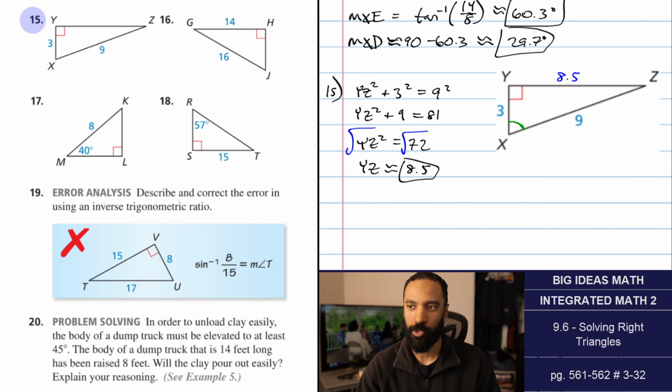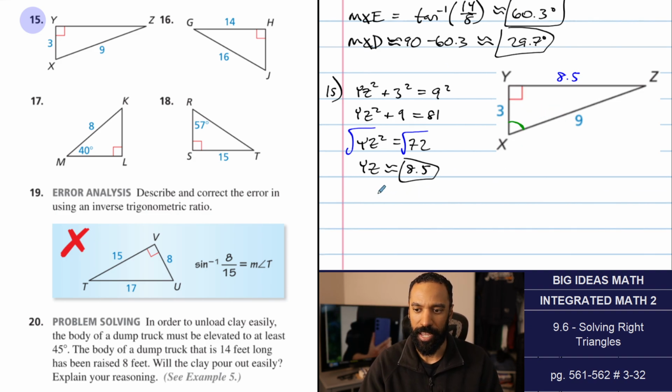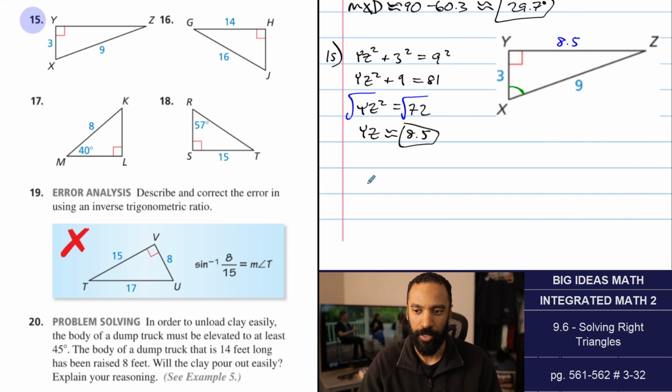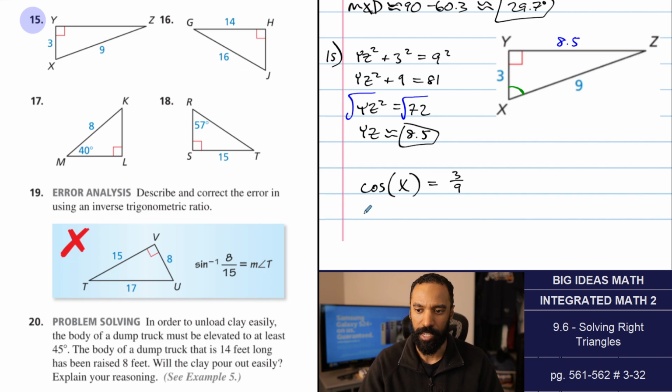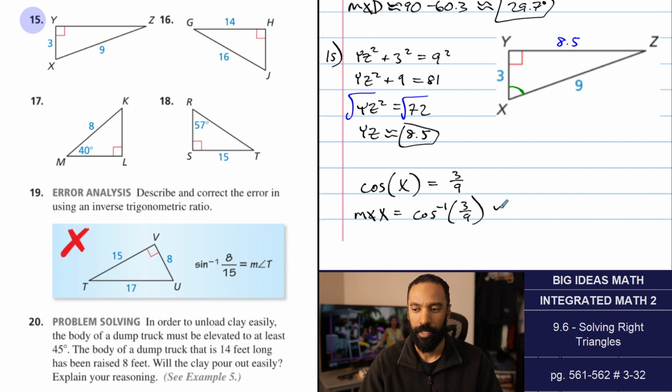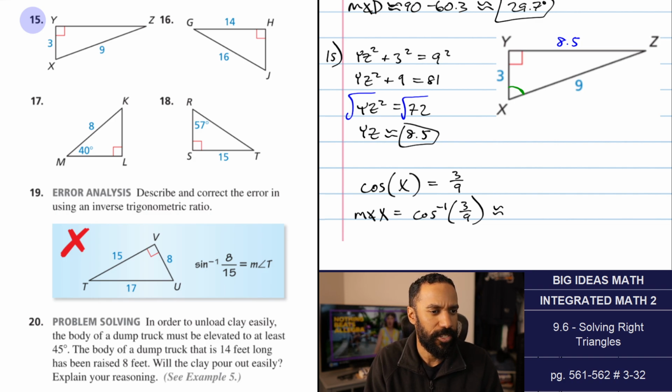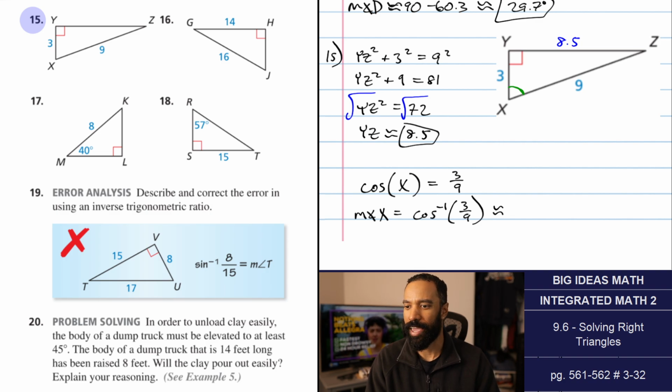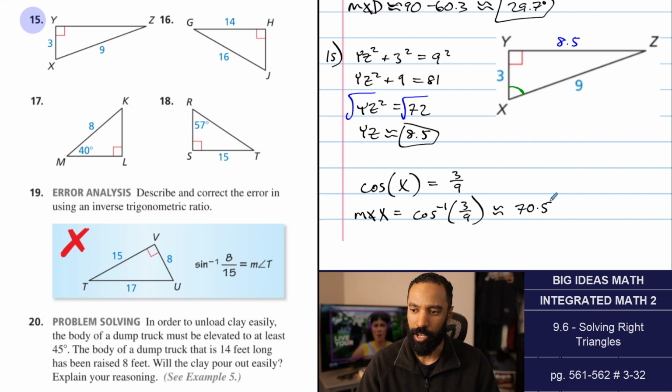To find the measure of angle X, we should use cosine, because 3 is the adjacent, 9 is the hypotenuse. And I kind of intentionally did that so I can, I've done sine, I've done tangent. Let's go ahead and do cosine. Cosine of this unknown angle X is 3 over 9. Or 1/3, but leave it as 3 over 9. Don't make the mistake in your reduction. So measure of angle X is the inverse cosine of 3/9, or 1/3. And let's see what that approximation is. Inverse cosine of 3 over 9, 70.5. This is degrees. This is an angle measure. The inverse of a ratio is an angle measure.